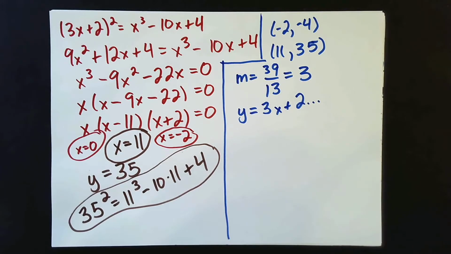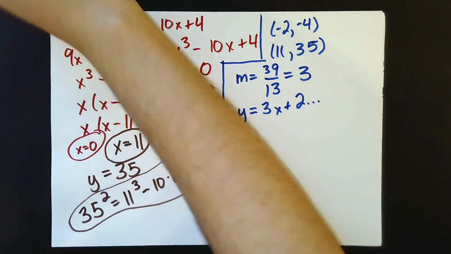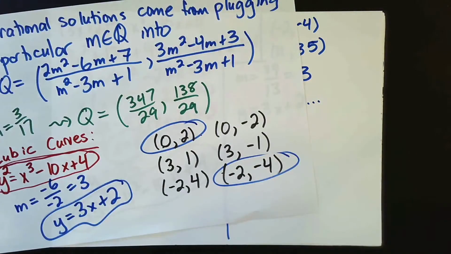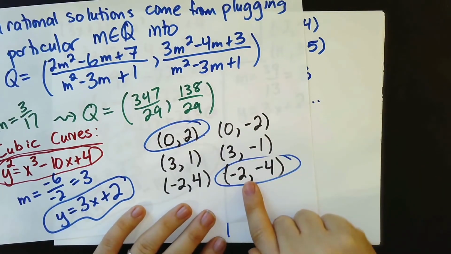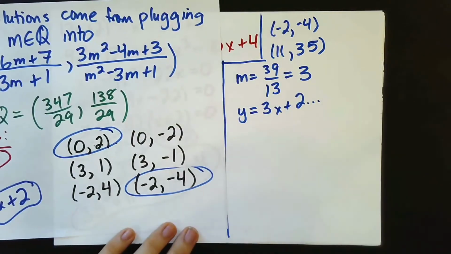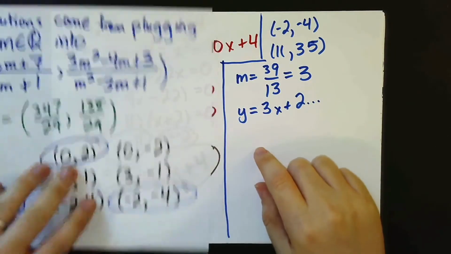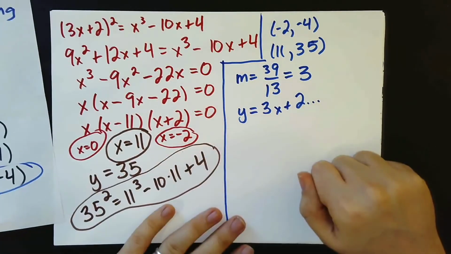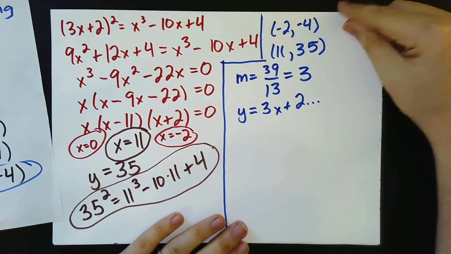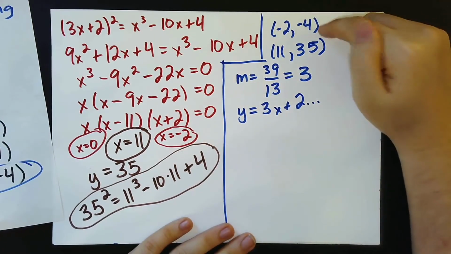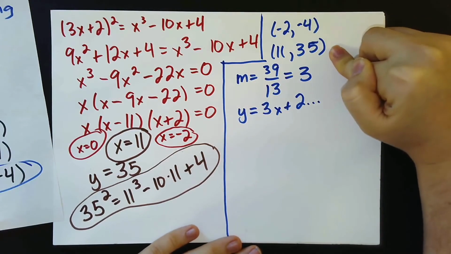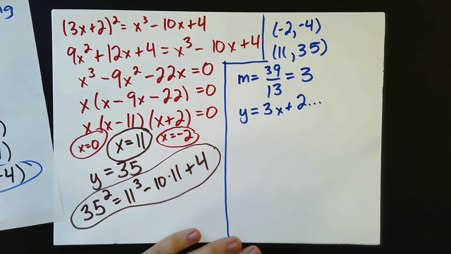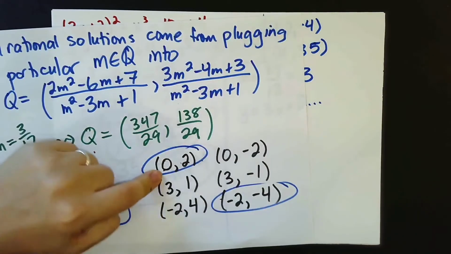Well, if you think about it, what did we just do? Well, we said, okay, there's some third point on the line between 0, 2, and minus 2, minus 4. That third point is 11, 35. Okay, so there's some third point now, we're saying, on the line between minus 2, minus 4 and 11, 35. Well, gee, I wonder what it is. Oh, right. It's 0, 2.